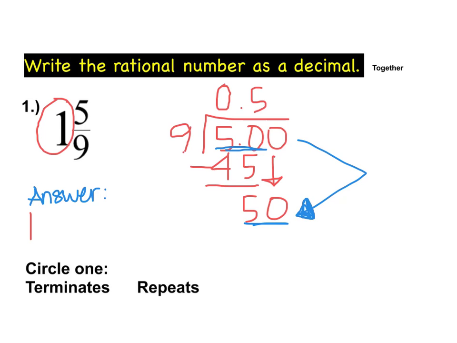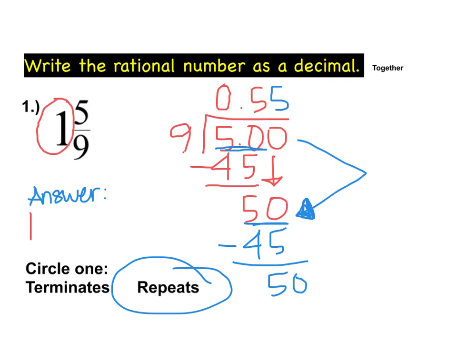Now, let's take it out the next step so that you can see. 9 goes into 50 5 times. 9 times 5 is 45. We take the difference, we get 5 again. So you can see that this is going to go on forever. So this is a repeating decimal. When we write our final answer, because it's just this 5 that's repeated, we're going to write 1.5 with the repeating bar above the 5. So this is our final answer for number 1.